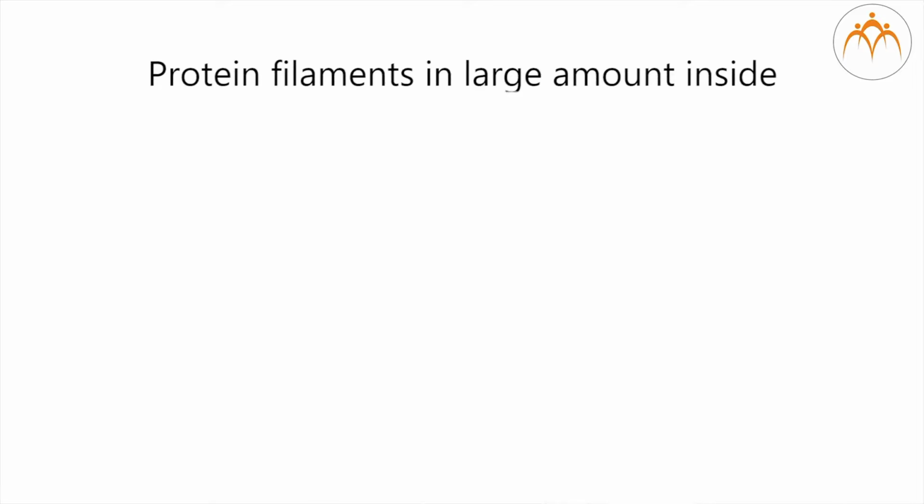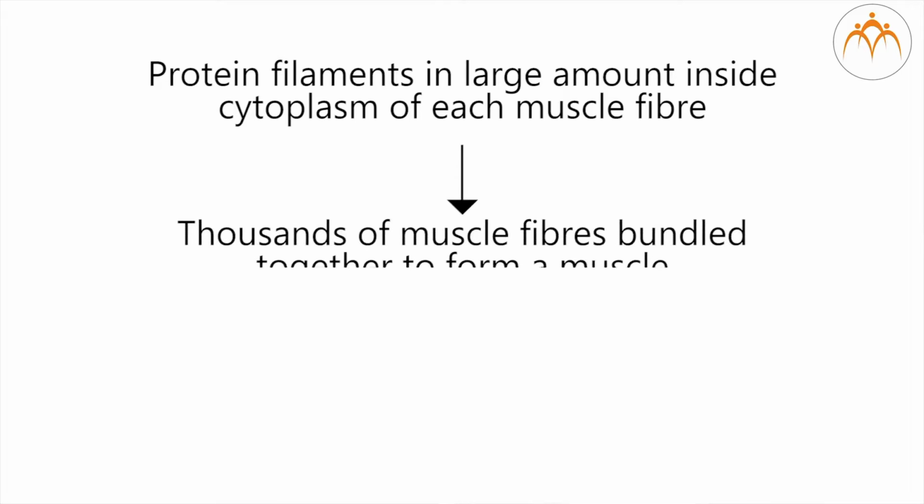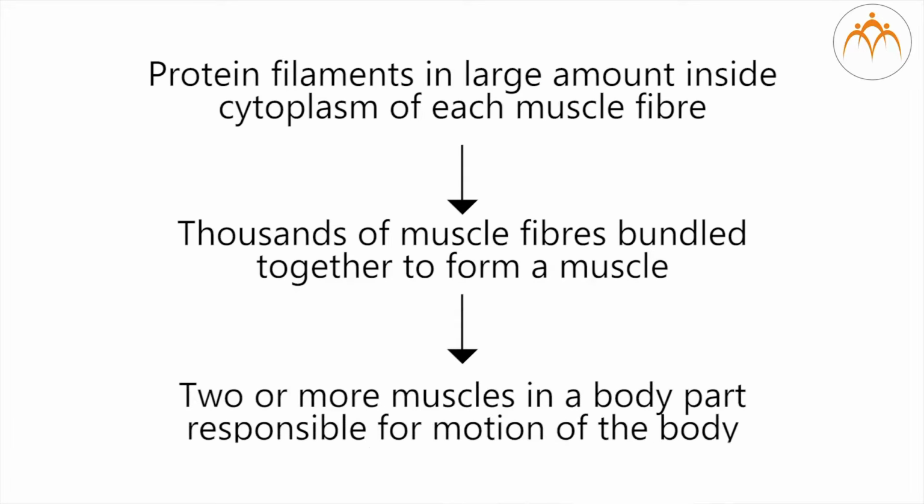In summary, protein filaments in large amount inside cytoplasm of each muscle fiber give thousands of muscle fibers bundled together to form a muscle, which gives two or more muscles in a body part responsible for motion of the body. Thus, muscle fibers are the structural and functional units that enable humans with the ability to move. Let us discuss one more example in the human system.